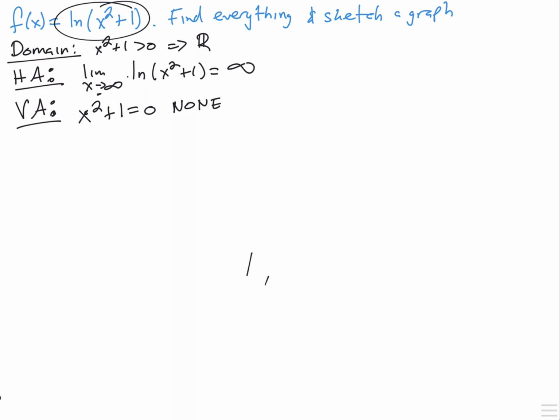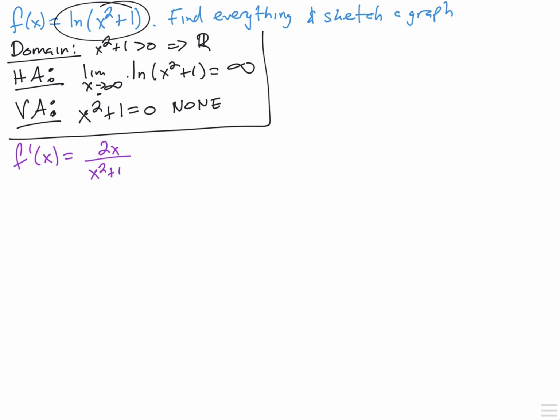All right, so what's next? Yeah, all that jazz, right? So, okay, let's find the derivative. So what's the derivative? 1 over x squared plus 1 times 2x, right? Okay. So what are the critical points? 0. And does the denominator give me any critical points? No, right? Because it can't ever equal 0. So this is the one and only critical point. Okay, so that's nice.